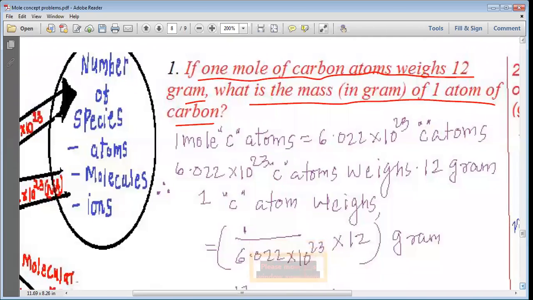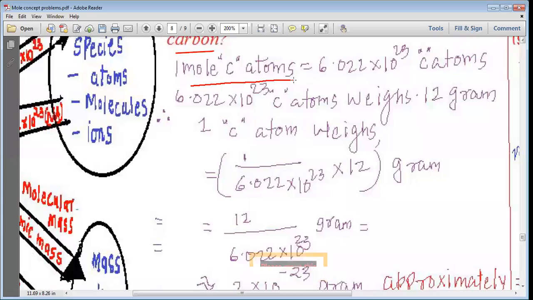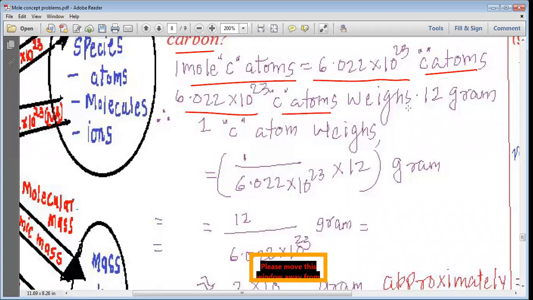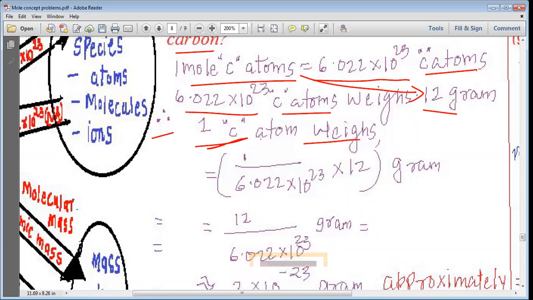So let us solve this question in a very simple manner. 1 mole of carbon atoms means 6.022 into 10 to the power 23 carbon atoms. Now 6.022 into 10 to the power 23 carbon atoms weigh 12 gram, because 1 mole of carbon atoms weighs 12 gram. Therefore, one carbon atom weighs what? One carbon atom actually weighs 1 divided by 6.022 into 10 to the 23, multiplied by 12.